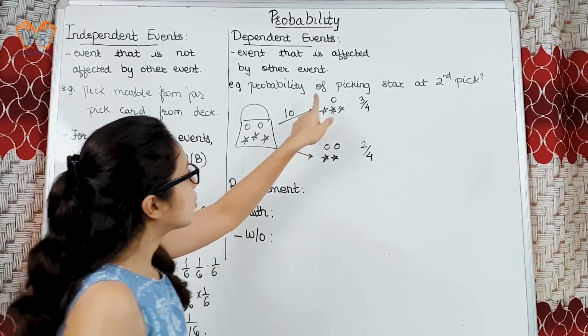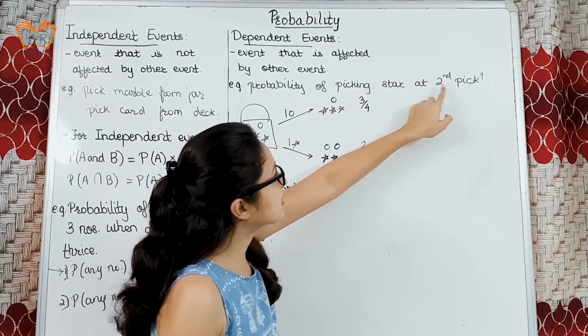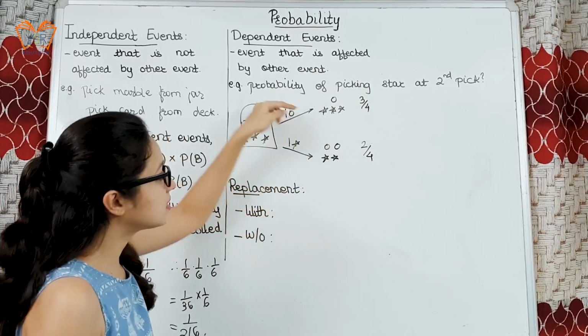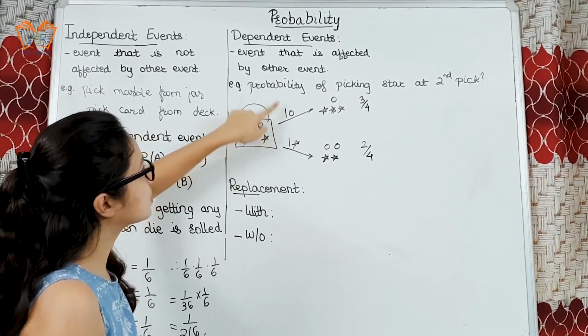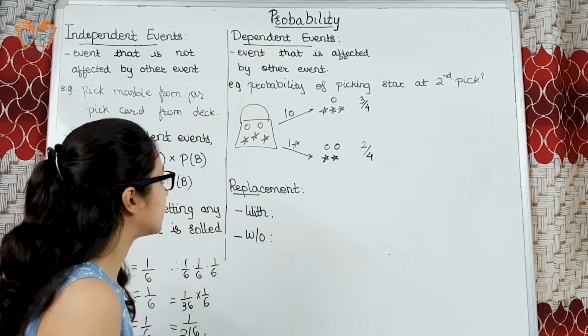Now if you see, whatever will be picked at the second pick will depend upon what is picked up at the first place, either the coin or the star. So this is nothing but the dependent event.